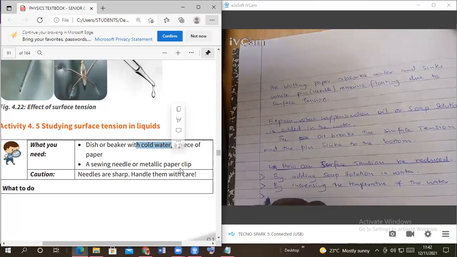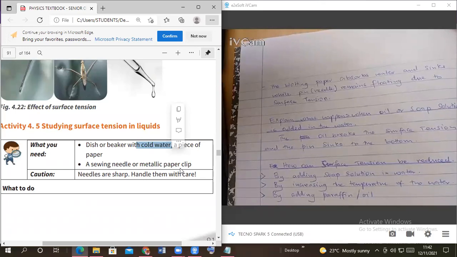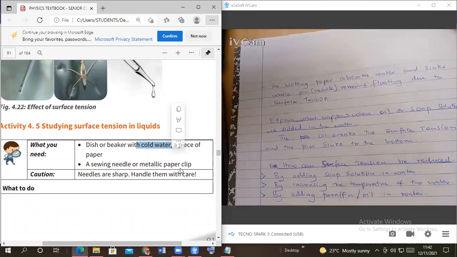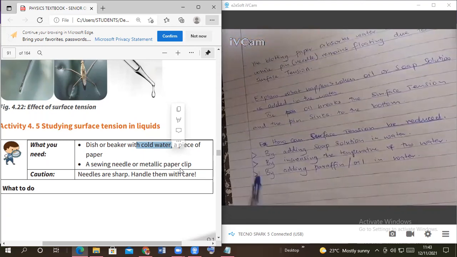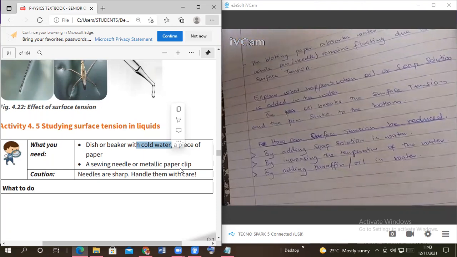Okay, what is the other thing? By adding paraffin or oil in water. This one also reduces surface tension. Are we together? Okay. So those are some of the ways how you can reduce the surface tension. And how you can increase surface tension is the opposite of this. Lowering the temperature is one of them.